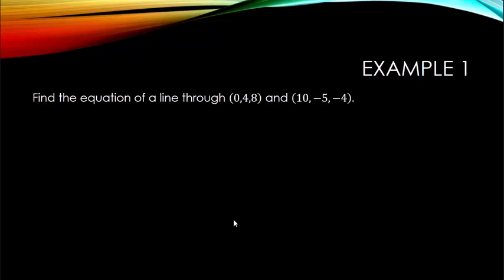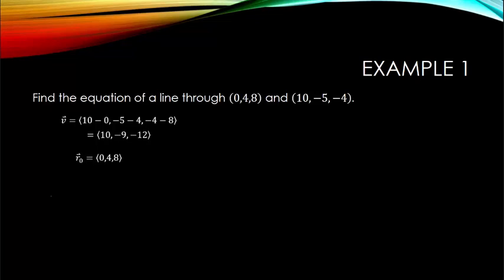Now I want to work an example. I want to find the equation of a line that passes through the points 0, 4, 8 and 10, negative 5, negative 4. My vector v is going to be given by the components 10 minus 0, negative 5 minus 4, and negative 4 minus 8. This is just the vector 10, negative 9, negative 12.